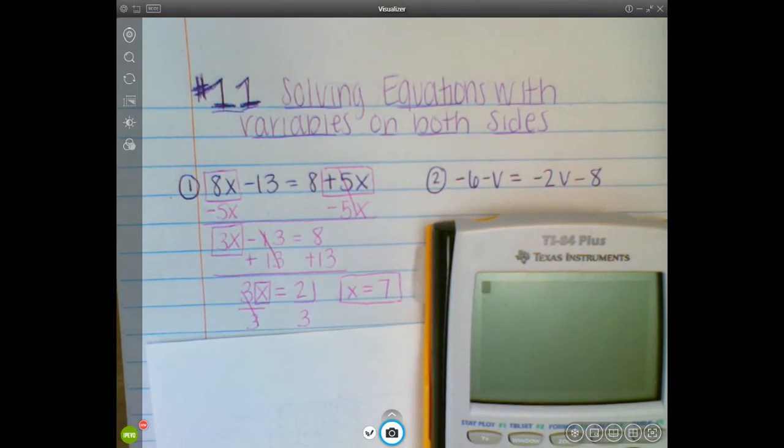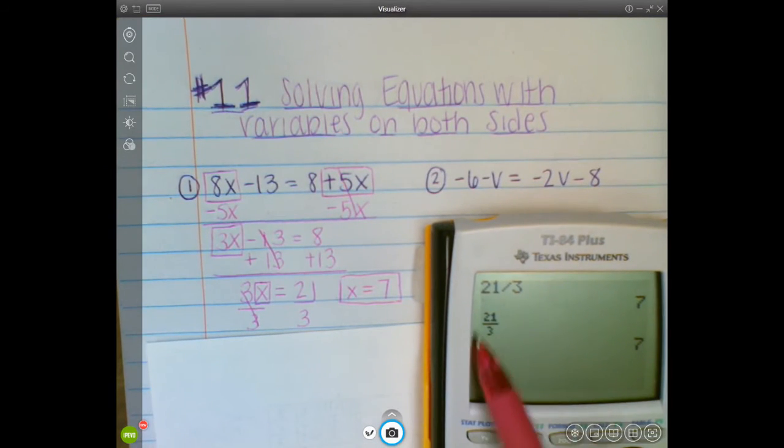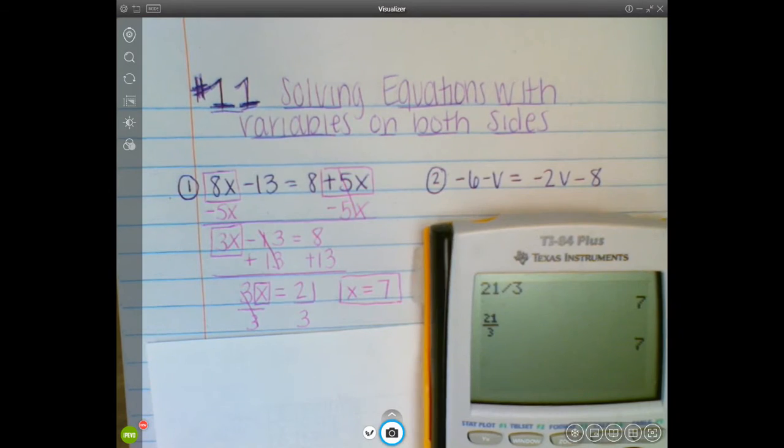Now there are two ways. I just want to remind you, you can type in 21 divided by 3 to get 7. Or remember, you can use alpha y equals, and type it in like this, and you'll get the same answer. This is probably the better way for when the numbers get larger.